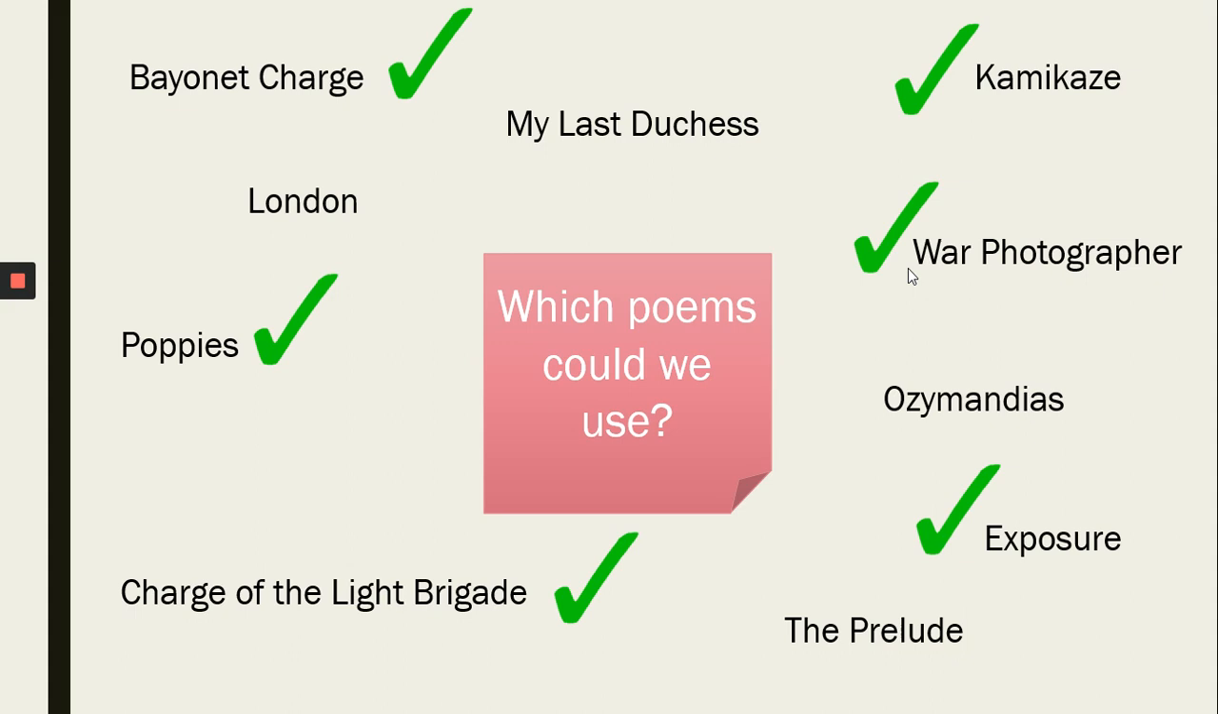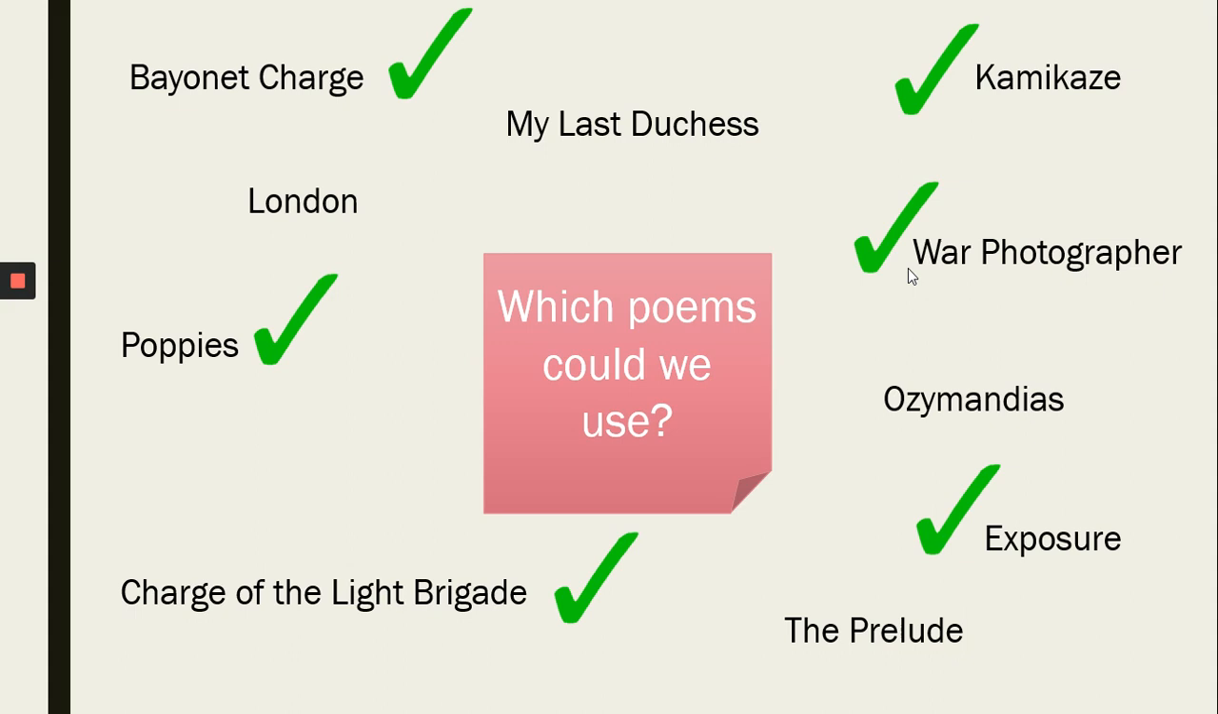It might be interesting to look at 2 soldiers' perspectives, so Bayonet Charge, Exposure would be brilliant there. At the same point, it might be interesting to look at a civilian perspective: Poppies, War Photographer, Kamikaze. Charge of the Light Brigade is an interesting one because it actually talks about the reporting of war. Okay, what we see in the news, what we see has happened in comparison to real life experience in Remains.